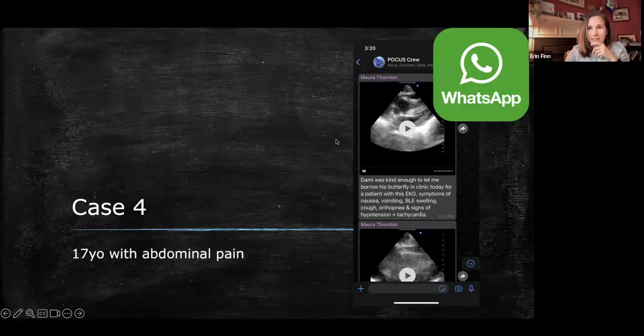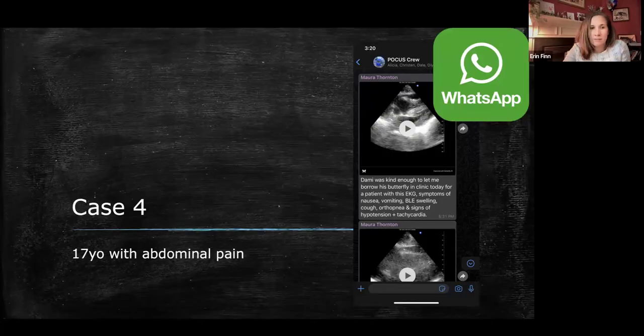Before I start, this is a reminder that none of these cases were actually my own cases. We have this great WhatsApp group text at UNC called the POCUS crew, with members from pediatrics, internal medicine, family medicine, emergency medicine, fellows, faculty, and residents, and whenever they see an interesting POCUS case, they put it on that WhatsApp and then teach us. I put credit to whoever took the images at the bottom of the screen, and I appreciate their work for these cases.